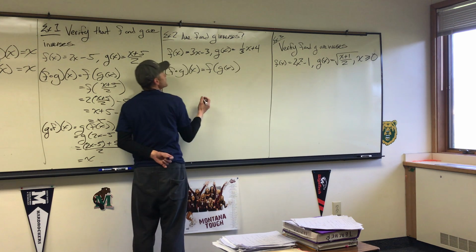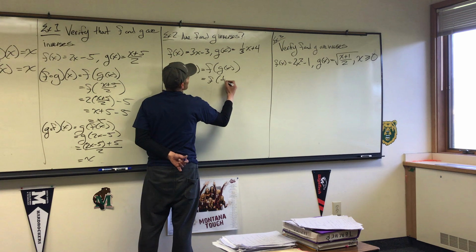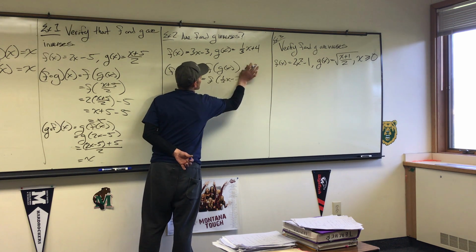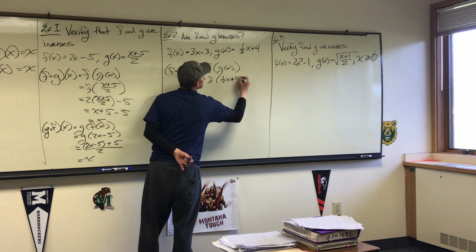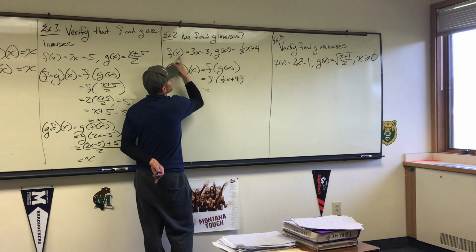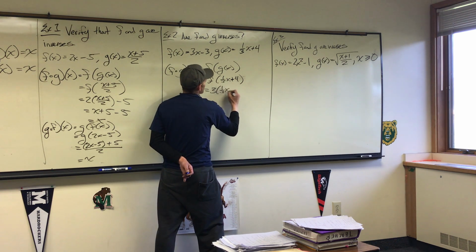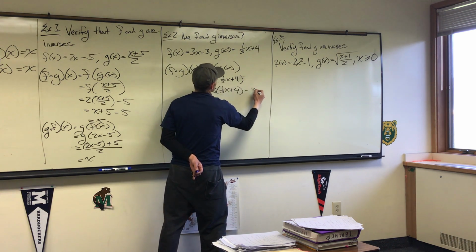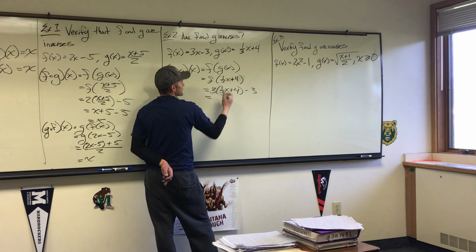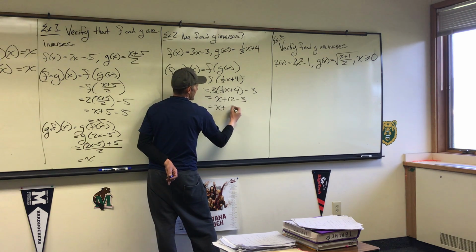F composed with g is f evaluated at g. G is 1/3 x plus 4. And the rule for f is multiply your input by 3 and subtract 3. So we have 3 times (1/3 x plus 4) minus 3. Distributing gives us x plus 12 minus 3, or x plus 9.